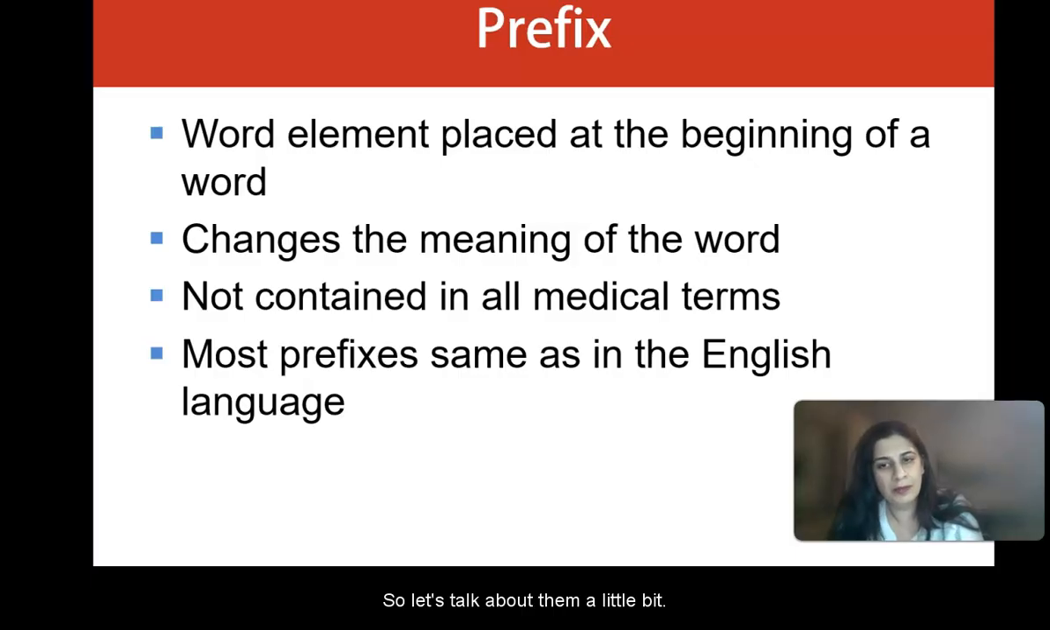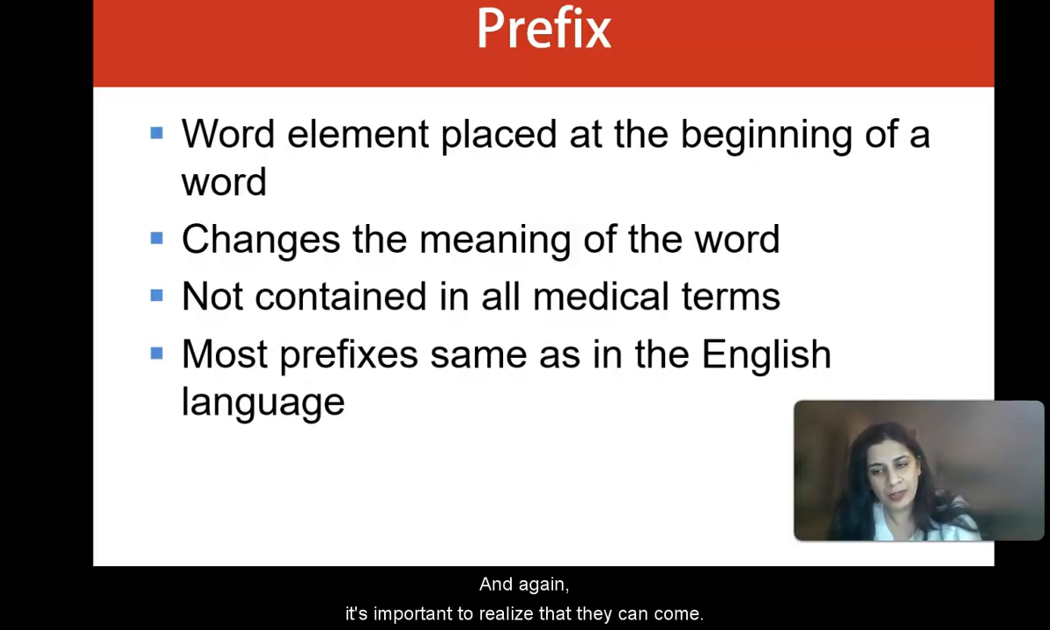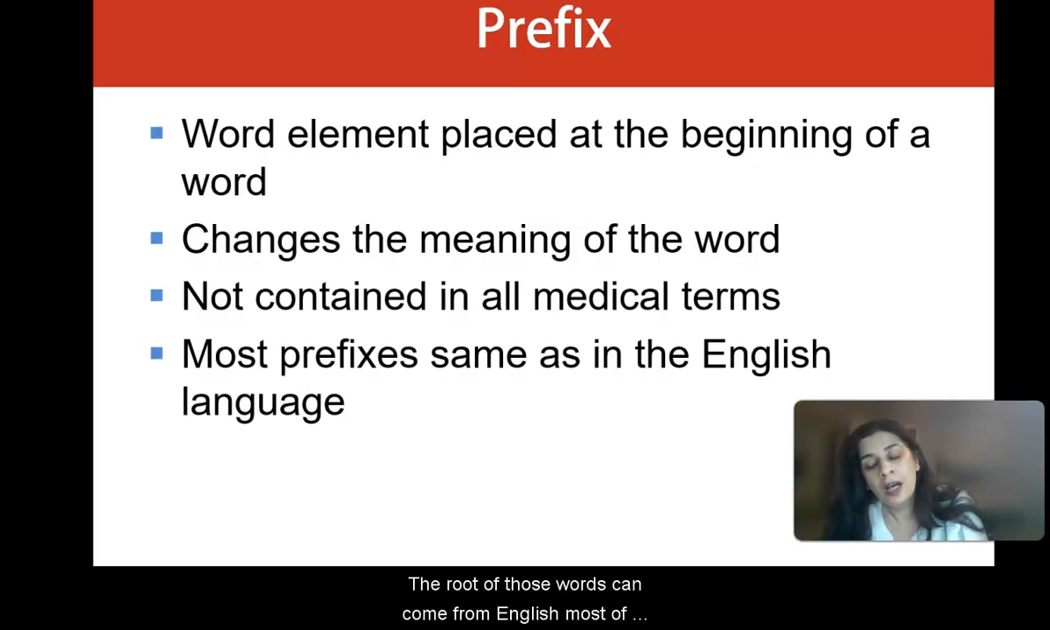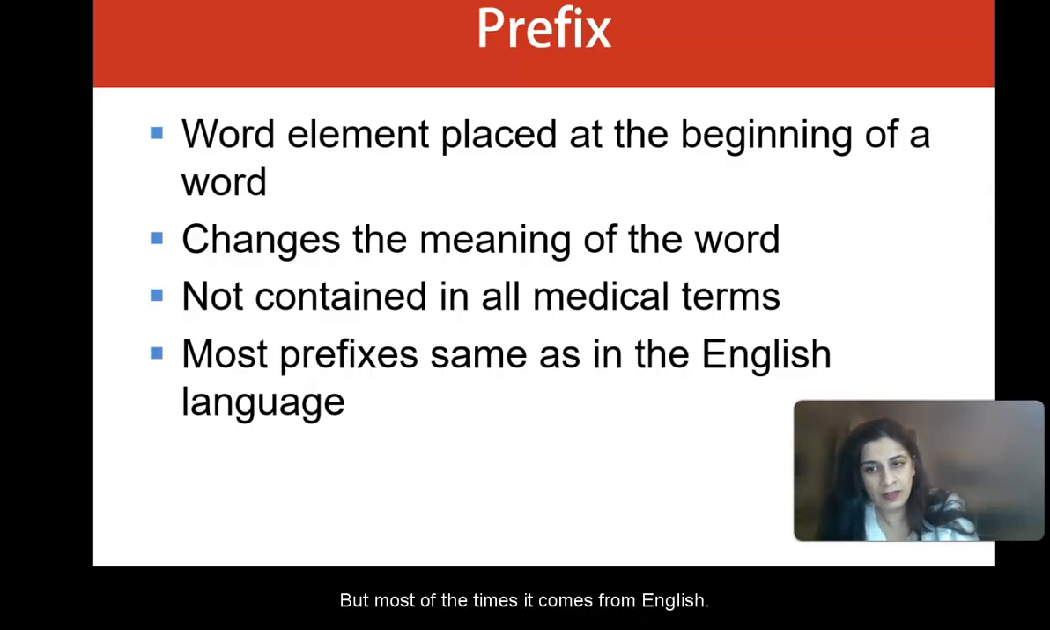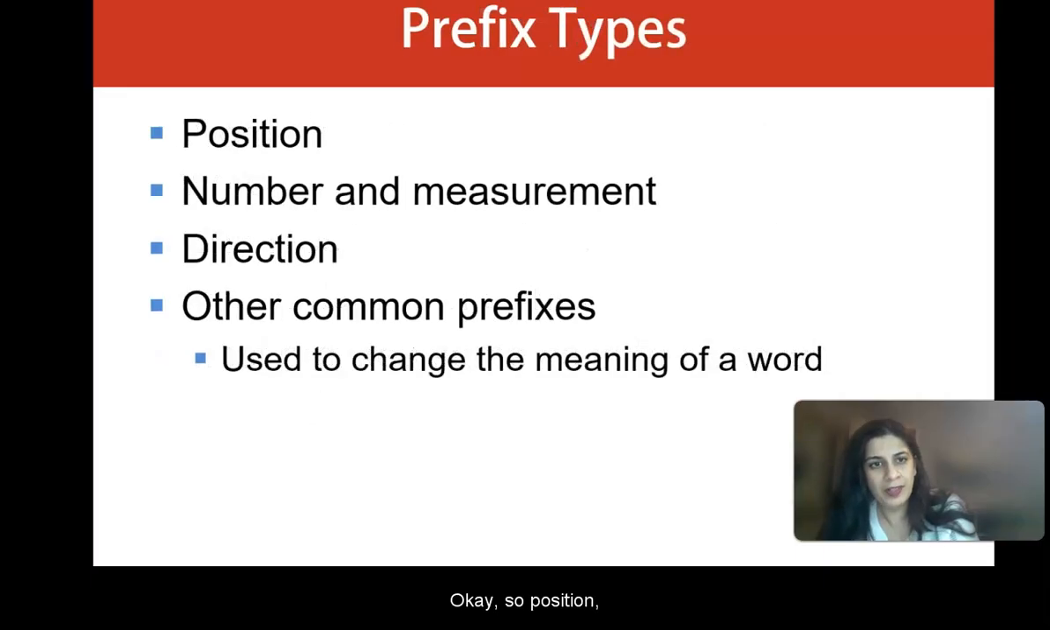So let's talk about them a little bit. And again, it's important to realize that the root of those words can come from English most of the times. Not necessarily always, but most of the times. Okay, so position, number and measurement, direction. But it is important to realize that they do change the meaning of the word.